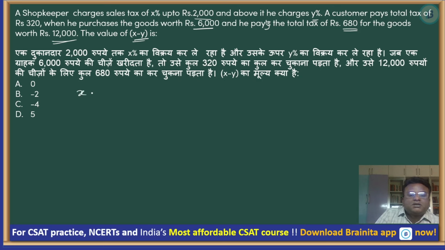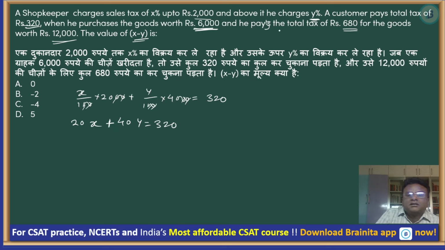x%, so x% of 2000 plus, his purchase was 6000. So up to 2000 he has paid the tax. So he has to pay the y% on the remaining amount, which is 4000. So the remaining amount is 4000. This amount is given as 320. Correct? So we get 20x plus 40y equal to 320.